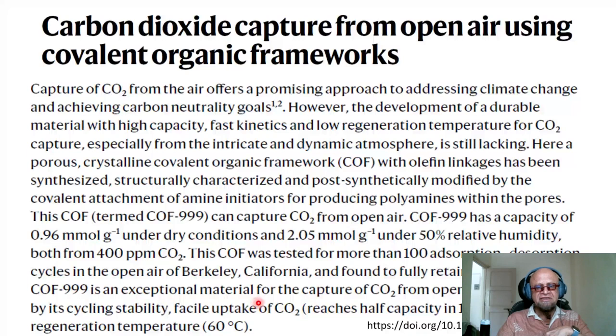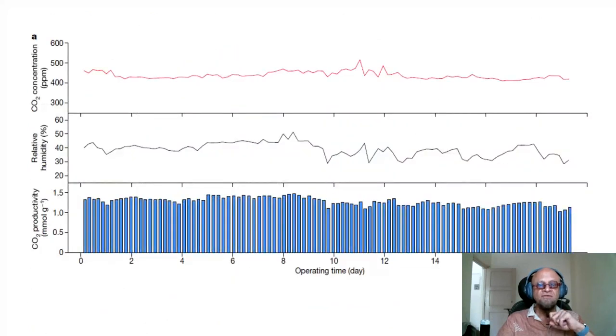COF 999 is an exceptional material for the capture of CO2 from open air, as evidenced by its cycling stability, so you want to be able to use it in multiple cycles. Facile uptake of CO2, which reaches half capacity in 18.8 minutes. So it has a certain full capacity. What's the half cycle time it takes? 18.8 minutes for the airflow, and low regeneration temperature at 60 degrees C to desorb the CO2, so that is always useful.